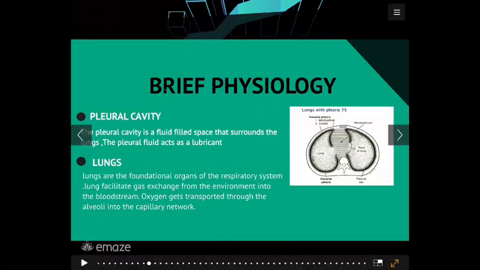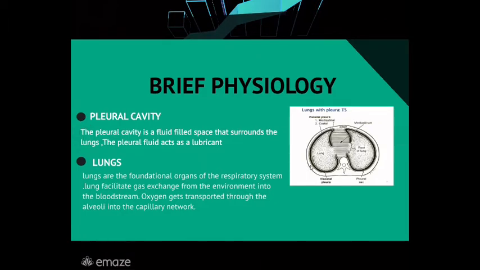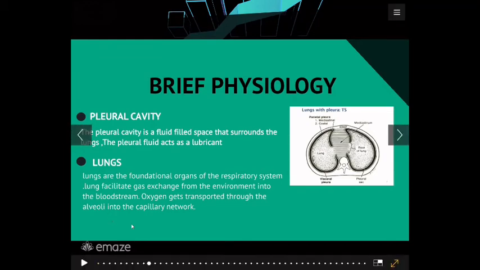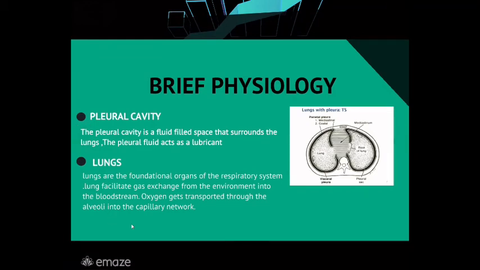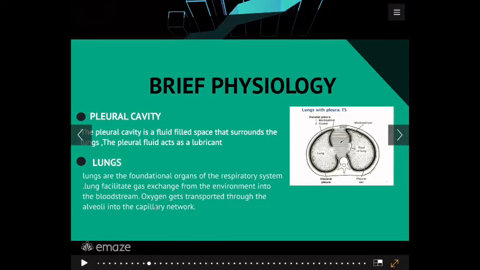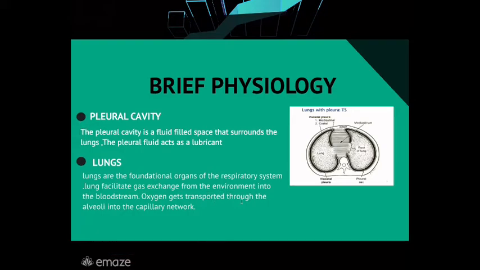We're going to talk about brief physiology of the organs in the thorax. We know that the pleural cavity is filled with fluid which acts as a lubricant. It's covered by two layers, the parietal pleura and the visceral pleura, and it lubricates the lungs. Lungs are the foundational organs of the respiratory system, so they facilitate the gas exchange, to be more specific, the oxygen and the carbon dioxide.